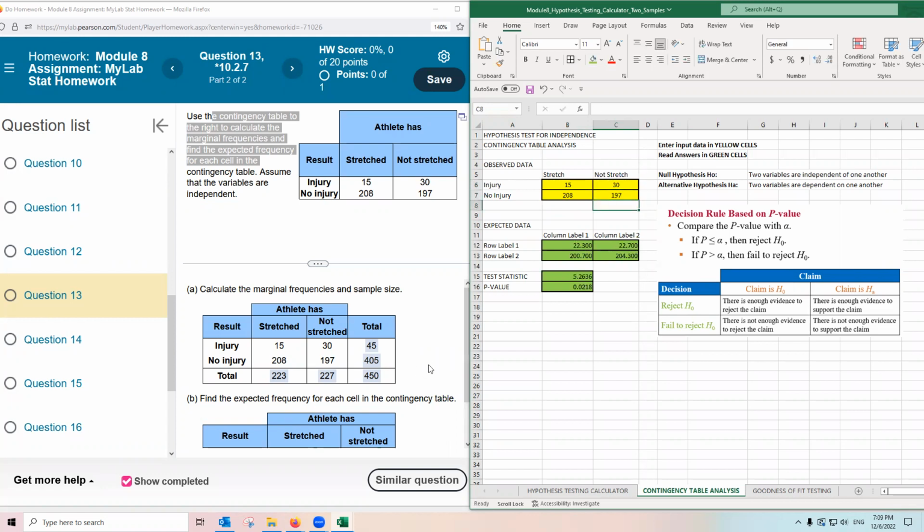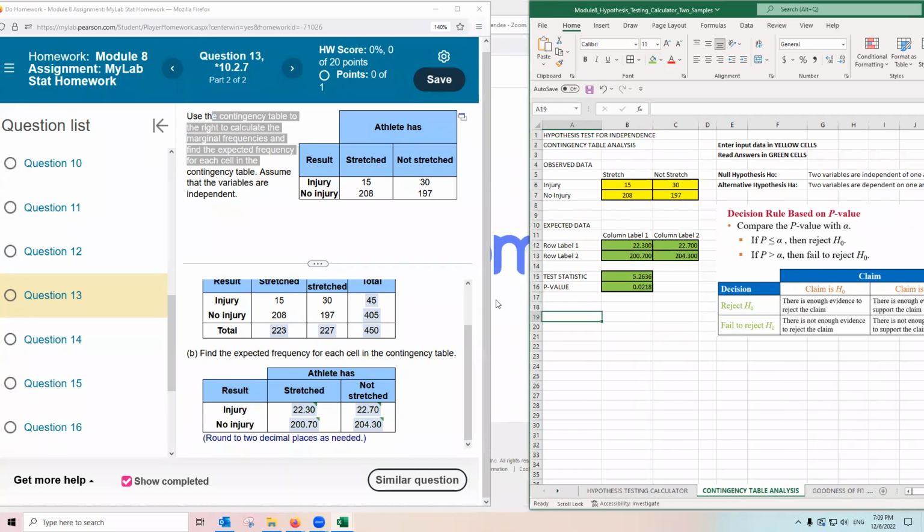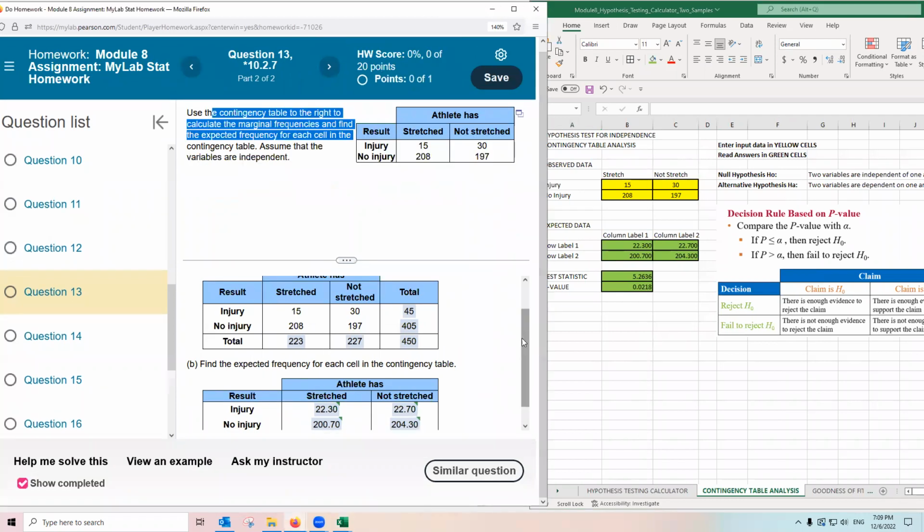All right, now let me move this over a little bit. This question is really not asking you to do a hypothesis test. This question is just asking you to fill in these numbers in these blue boxes. For this first part, all they're asking you to do is add these rows straight across. So if you take 15 plus 30, that's how they get 45. If you take 208 plus 197, that's how you get 405.